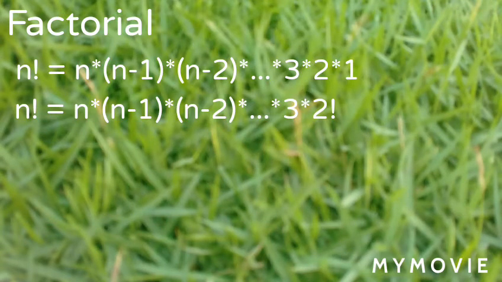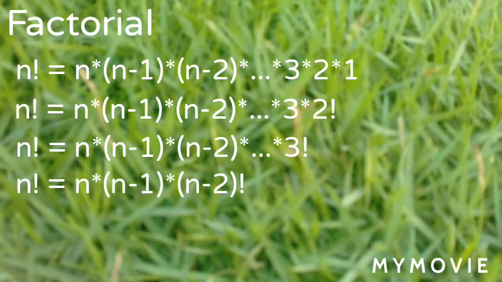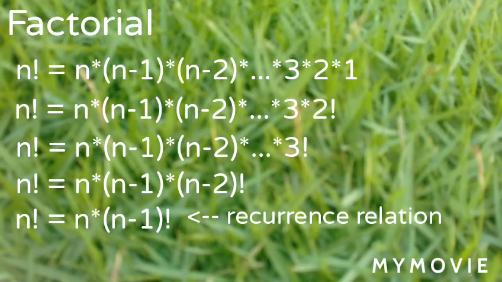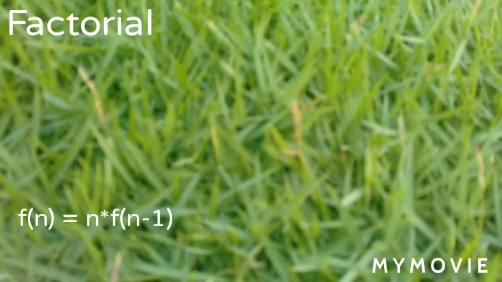And so on. So that is n times n minus 1 times n minus 2 times 3 factorial and so on until we reach n times n minus 1 factorial. Therefore, n factorial is equal to n times n minus 1 factorial, and this is a recurrence relation. So the general format for factorial is f sub n is equal to n times f sub n minus 1.